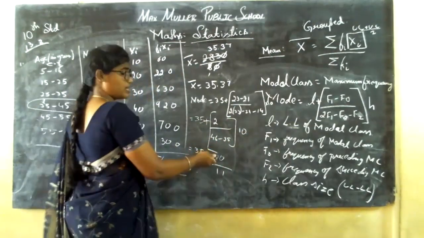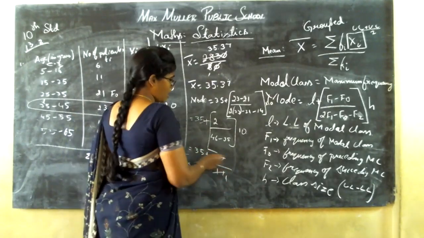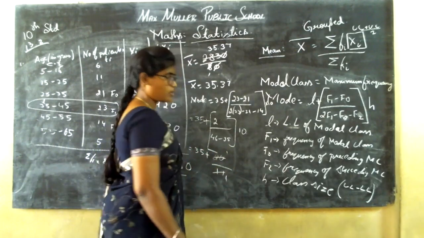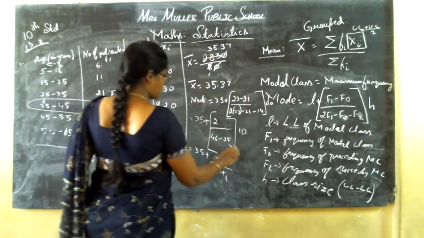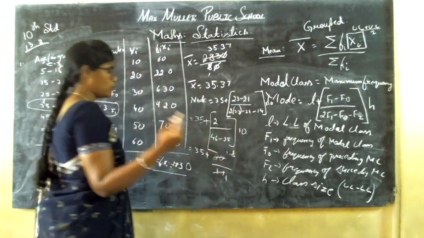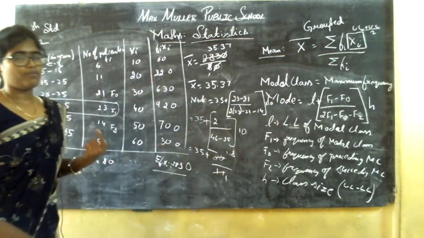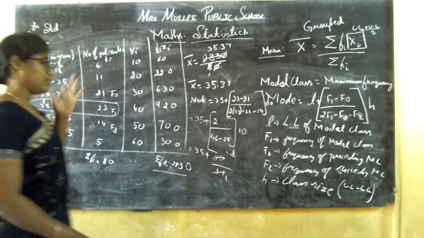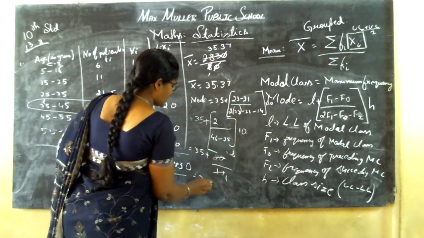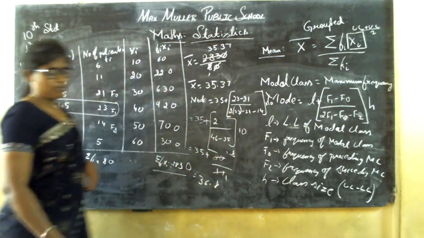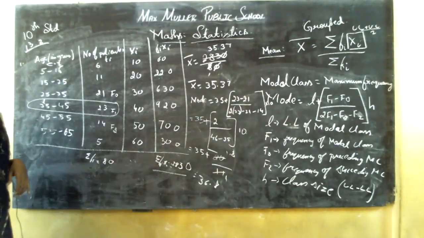Now you can cancel it here itself or you can take LCM and then cancel it, as your choice. Let me cancel here itself. 11 ones are 11. You will be left with 9. If you put a point, it will be 90. 8 elevens are 88. You will be left with 2. After the decimal point, if one number is there, it is enough. So 35 plus 1.8 is 36.8. So what is the mode you get? It is 36.8 that is the mode you get.